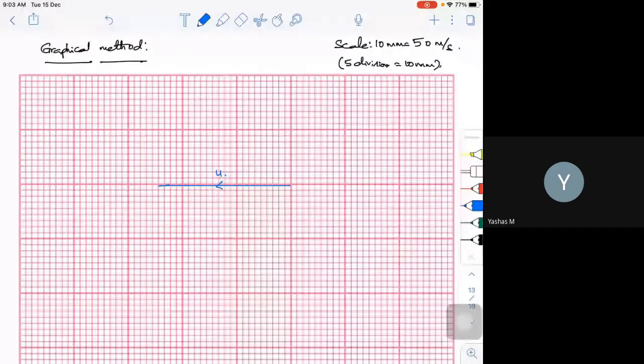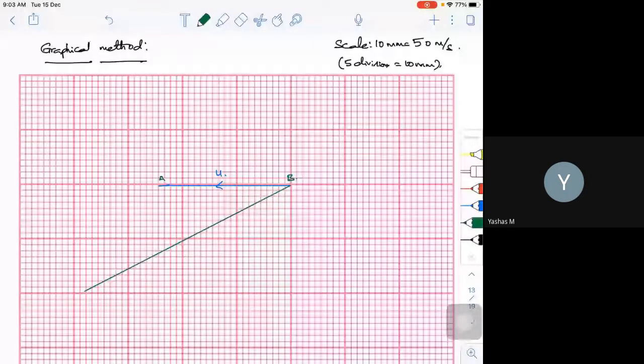You have to draw to the scale. With this, let me call this point A and this point B. From B, I'll use a protractor with alpha 1, which is given in the numerical as 20 degrees. So I will take a 20-degree line and draw a line. I'll keep it like this.